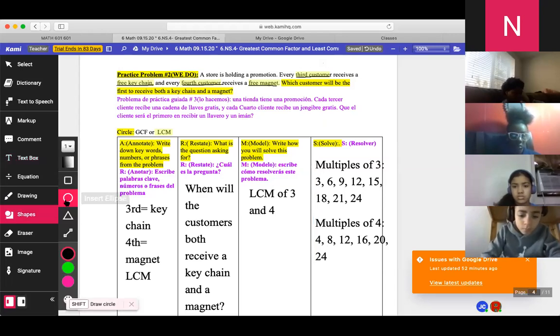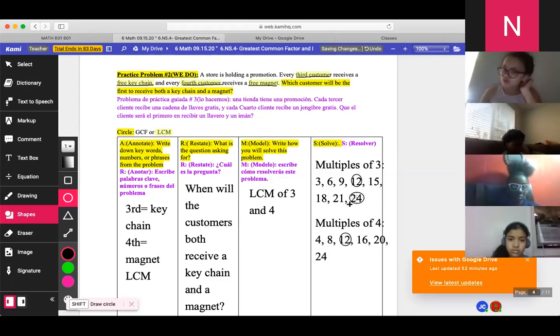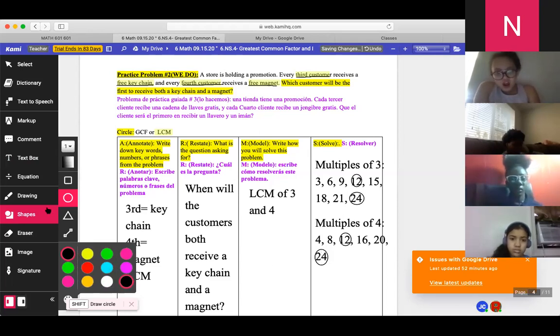I'm going to pull out my circle. Oh, somebody has their hand up. Emily wants to answer. Go ahead, Emily. 12. Okay, what else, dear? What else? 24. Good. So tell me now, which customer receives both a keychain and a magnet?